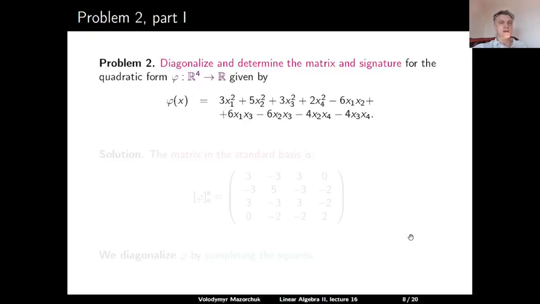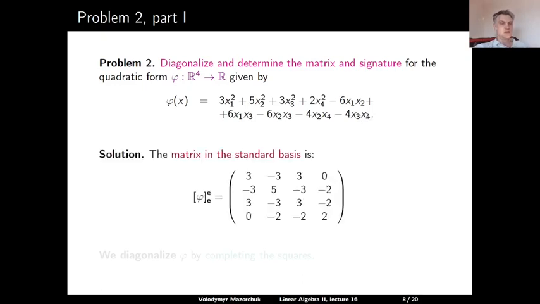Problem 2. Diagonalize and determine the matrix and the signature for the quadratic form phi on R4, which is given by the following expression. Phi of x is equal to 3x1 squared plus 5x2 squared plus 3x3 squared plus 2x4 squared, minus 6x1 x2, plus 6x1 x3, minus 6x2 x3, minus 4x2 x4, minus 4x3 x4.